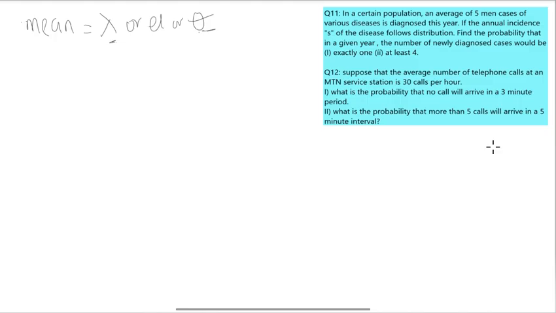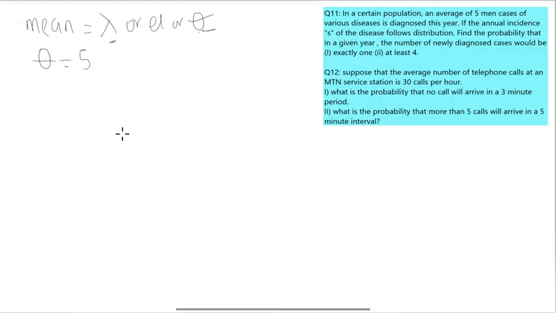The mean, the time interval, we have to check if it is constant. If it is constant for that question, then we will just leave it like that. The time interval actually determines what the mean will be. So now let's look at this question again. In a certain population, an average of 5 men cases. So this 5 is the mean of this distribution, meaning that there are 5 cases in 1 year, right? So we're going to say our mean is equal to 5.